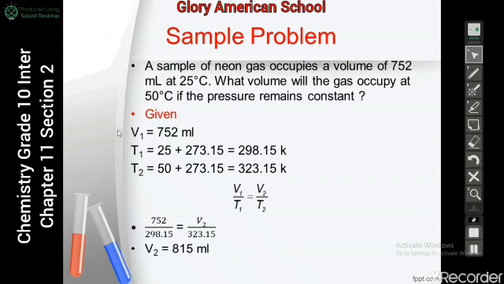The relation is between the volume and temperature, which means Charles' law. V1 over T1 equals V2 over T2. V1 is 752, T1 is 298.15, and T2 is 323.15. Now we can calculate V2, which will be 815 milliliters.